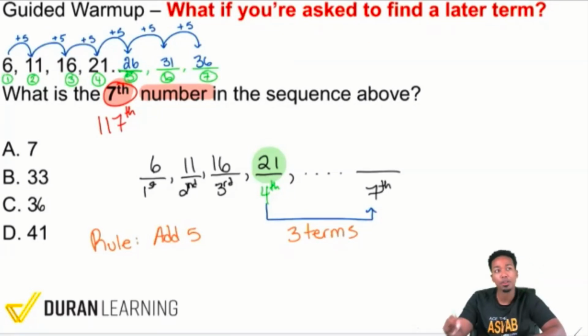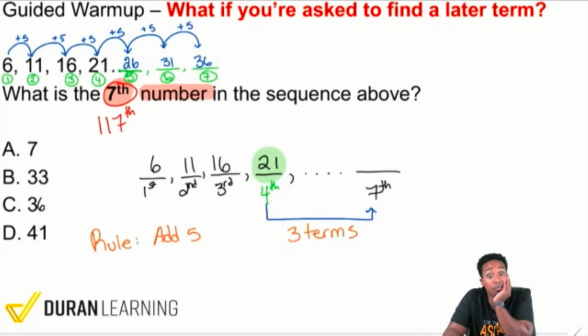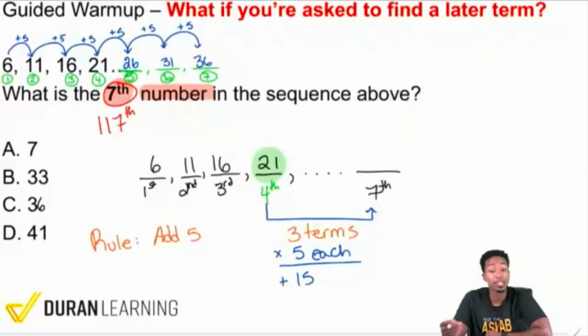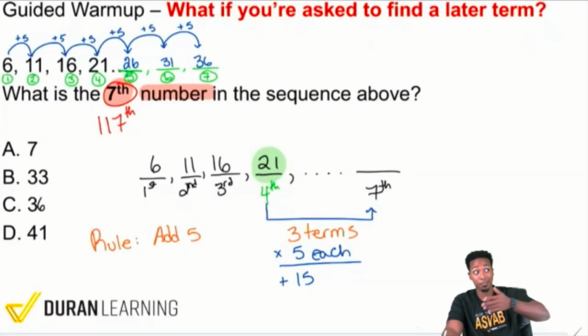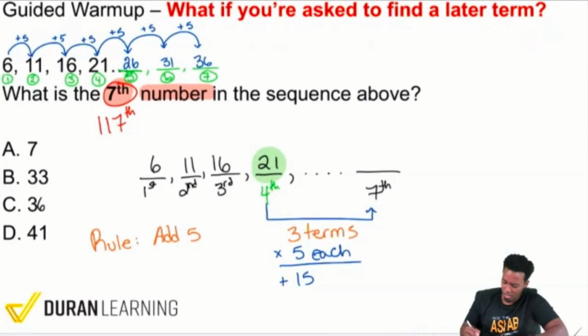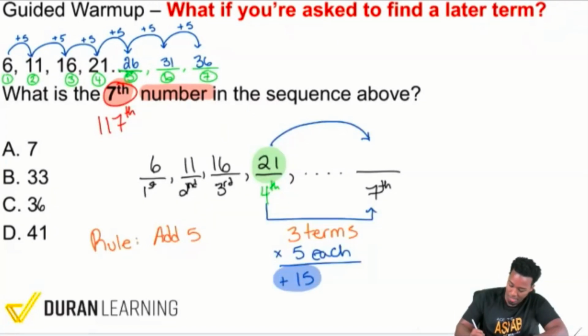So everybody, if there's 3 terms, how many times are we adding 5? We're adding 5 3 more times. So is it safe to say, everybody, yes or no, that we should do 3 terms times 5 each to get plus 15? Do we understand that? Since it's adding 5 every time, and we're adding 5 3 times, that's 5 times 3, which gives us 15. So to make the jump from 21 to the answer, we can go ahead and add 15. Anybody see that there?